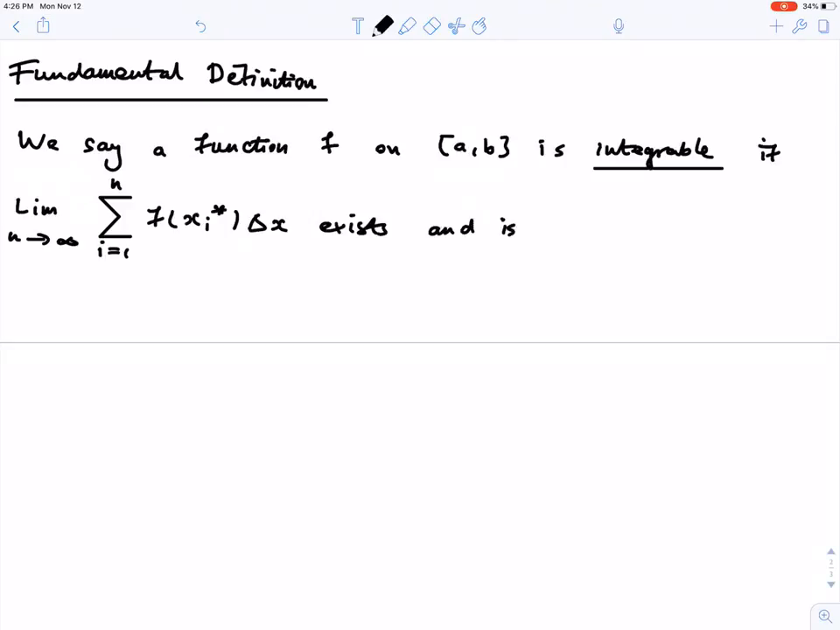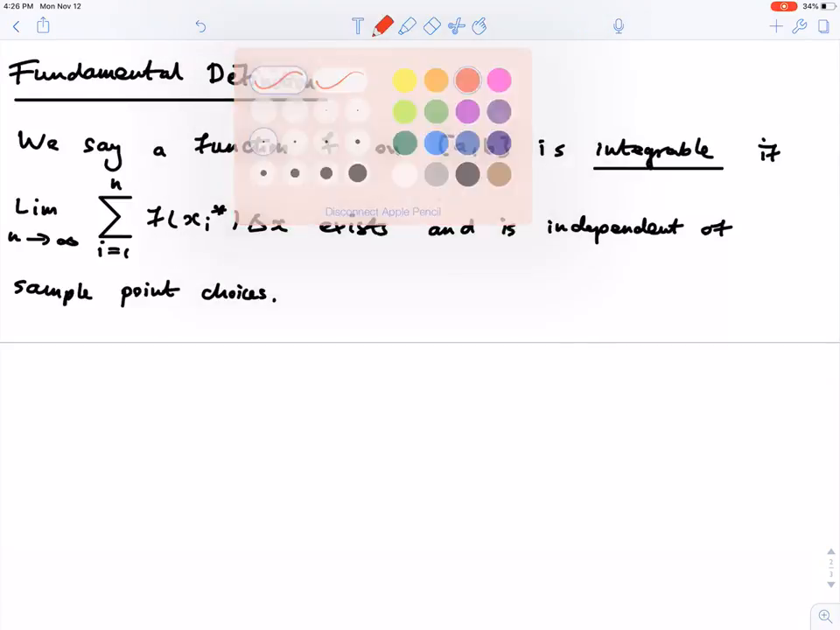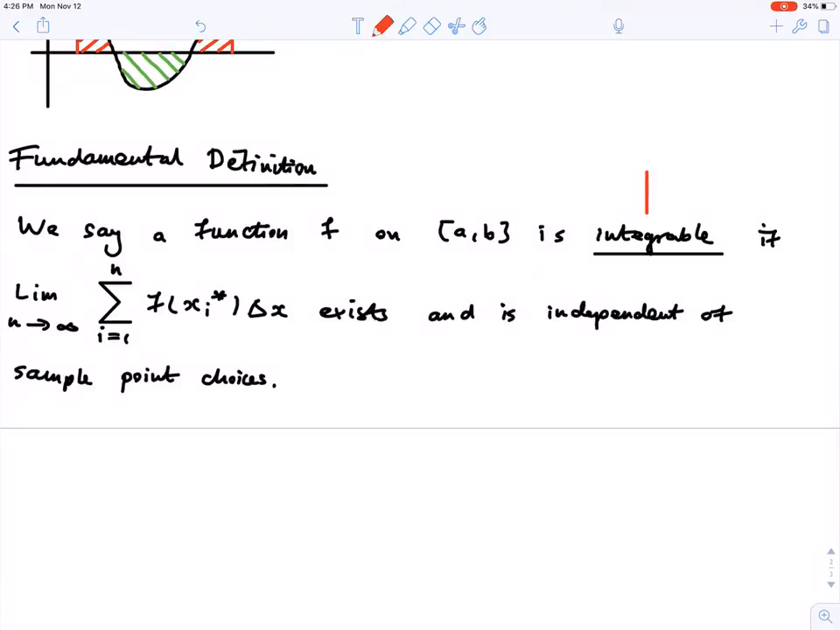So if you chose different sample points, yes, the Riemann sums would be different, but the limits would be the same, like we talked about last time. It is independent of sample point choices. That's what integrable means. Really, intuitively, what that is telling me is the concept of area is reasonable. Being integrable says the area above and below makes sense and the difference makes sense. So this basically means the concept of net area is reasonable.